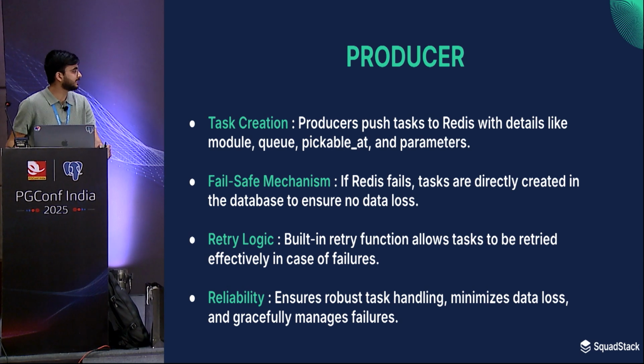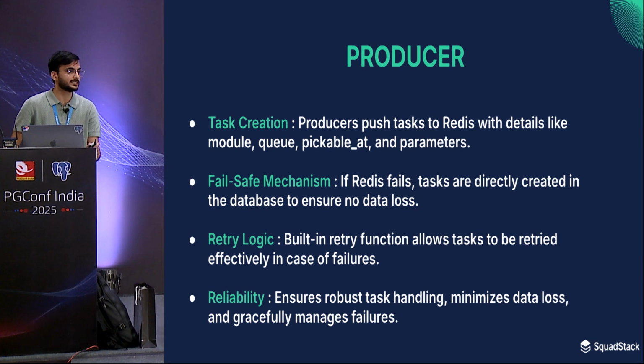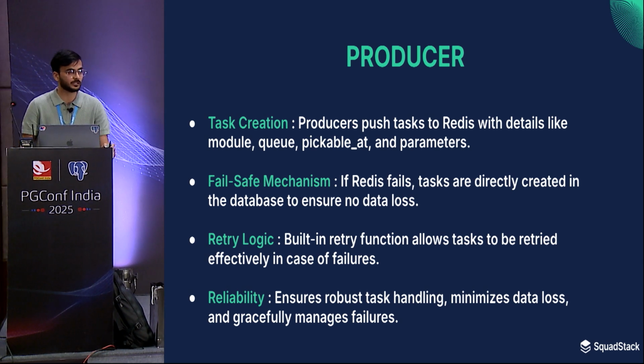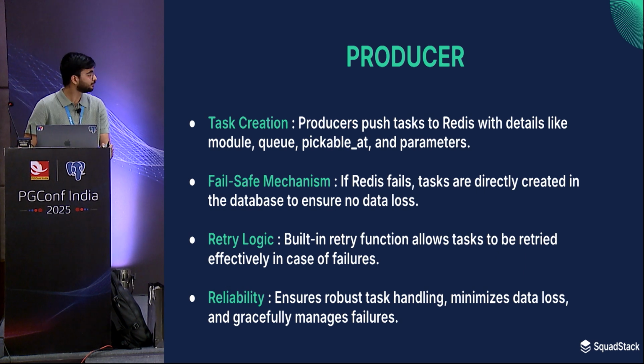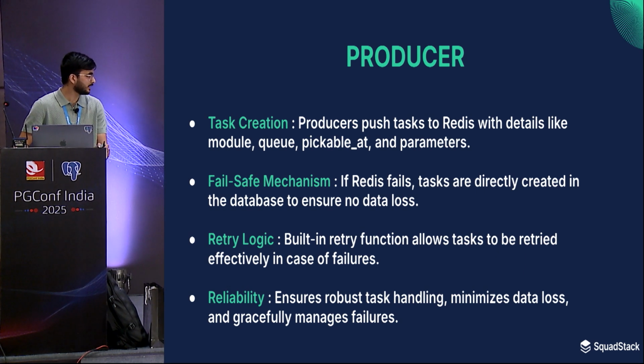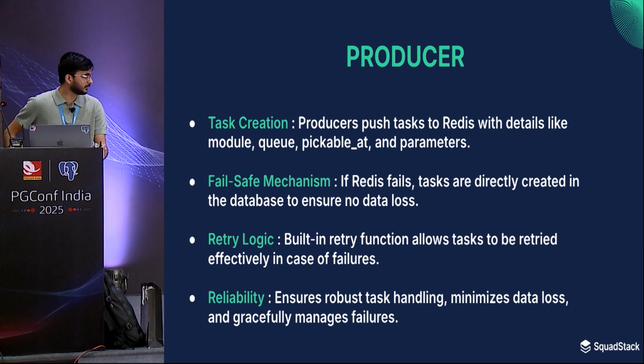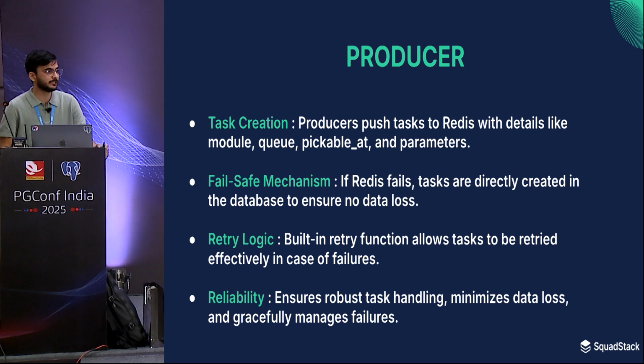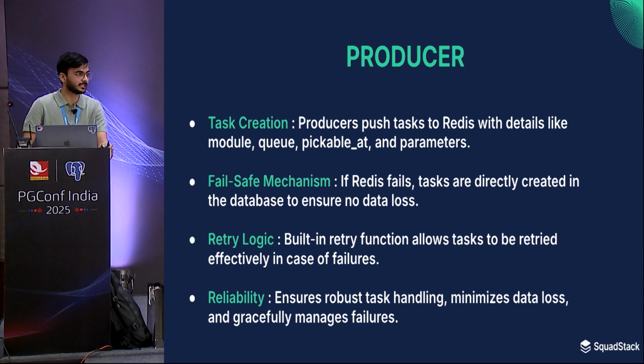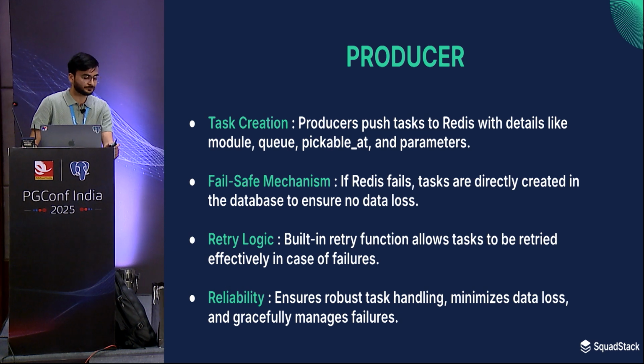And then we have retry logic and reliability. As I explained, we can retry the functions based on certain conditions if you want; it's customizable. And then we have reliability. So even if something happens, the data will stay in Postgres. In the case of RMQ or Redis, let's say the Redis server crashed or anything happened, all the data will be lost.